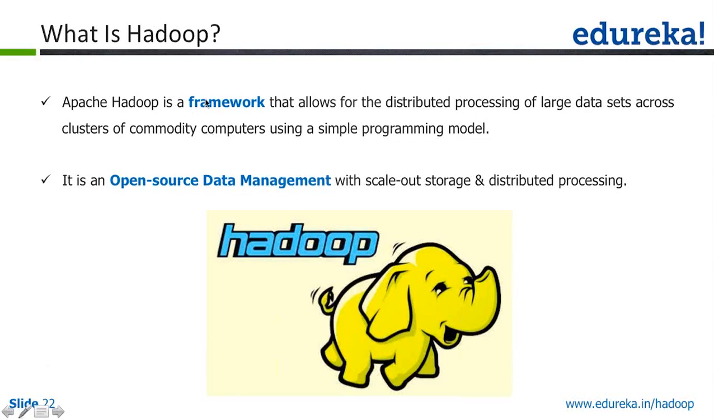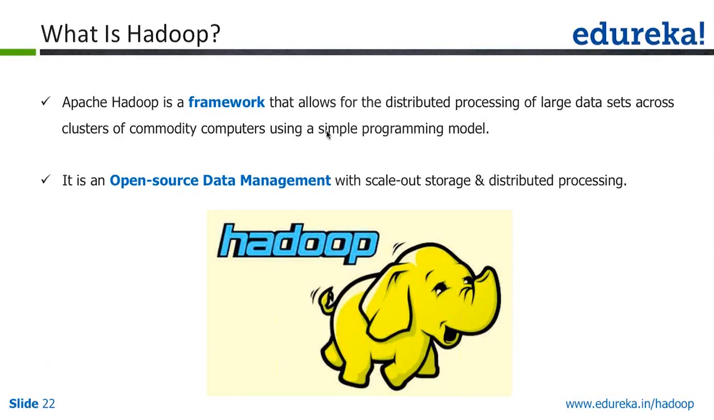Now there was a question that there are many other distributed file systems available. Google has one, Red Hat has one. Hadoop also has a distributed file system. So Hadoop is not just that distributed file system. It is a complete framework which allows you to do processing over large data sets across clusters of commodity computers using a simple programming model. And this simple programming model is called MapReduce. And we will be looking at that as we go ahead.